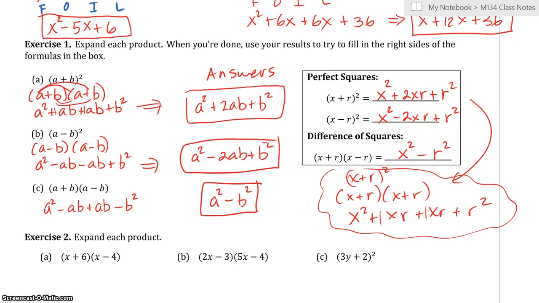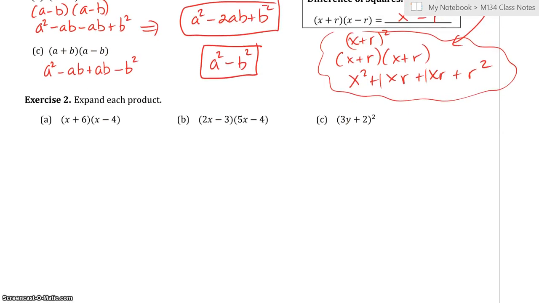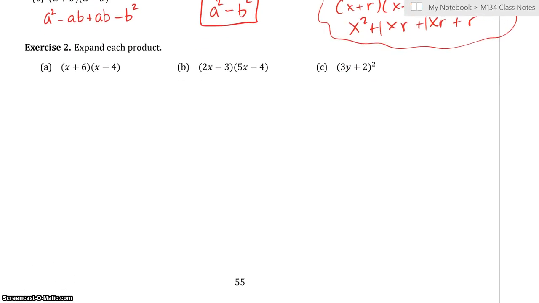So go ahead and try exercise 2. Pause that first, then try it. And I'll give the answers in a minute.